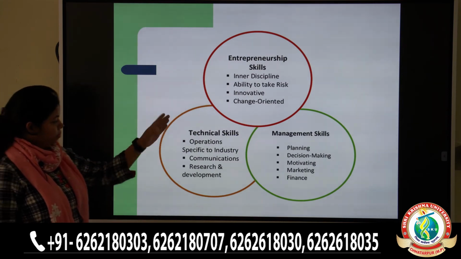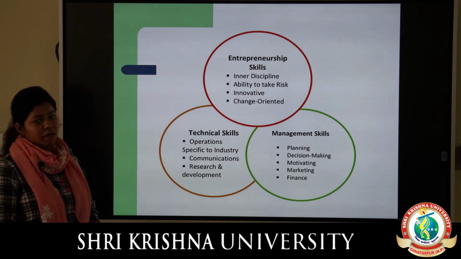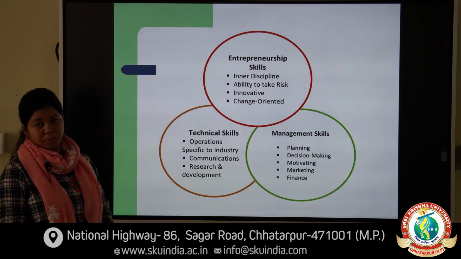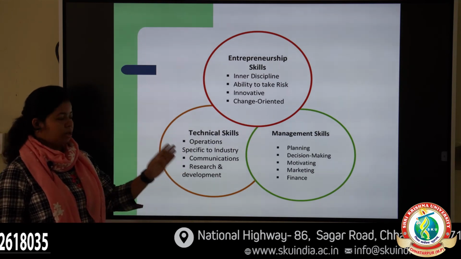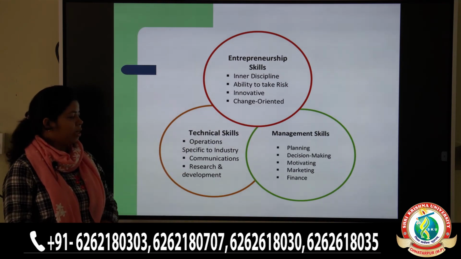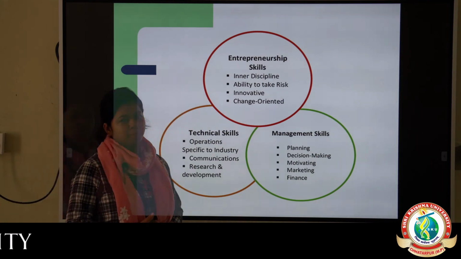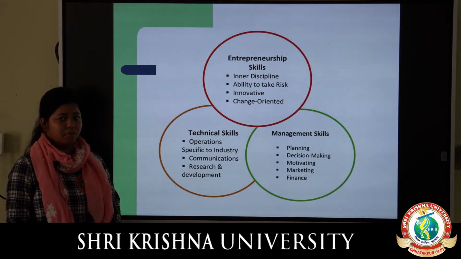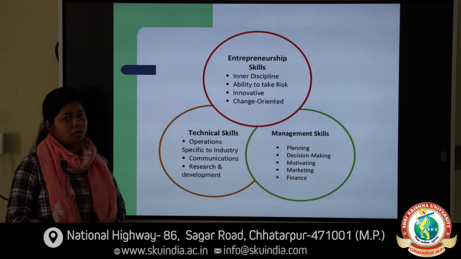Now we can see this Venn diagram, in which there are skill sets which an entrepreneur possesses. First of all, entrepreneurship skills, then management skills and technical skills. These three circles are there. We can go through them thoroughly, one by one, and see what each is about. In this Venn diagram we can see that these three skill sets have to be present in an entrepreneur, and only then can he or she survive in the market.